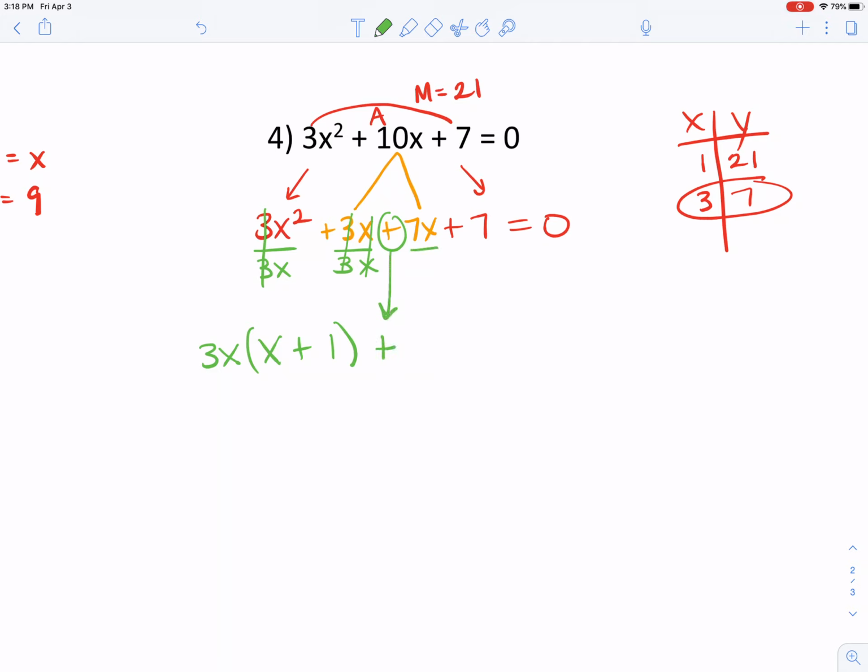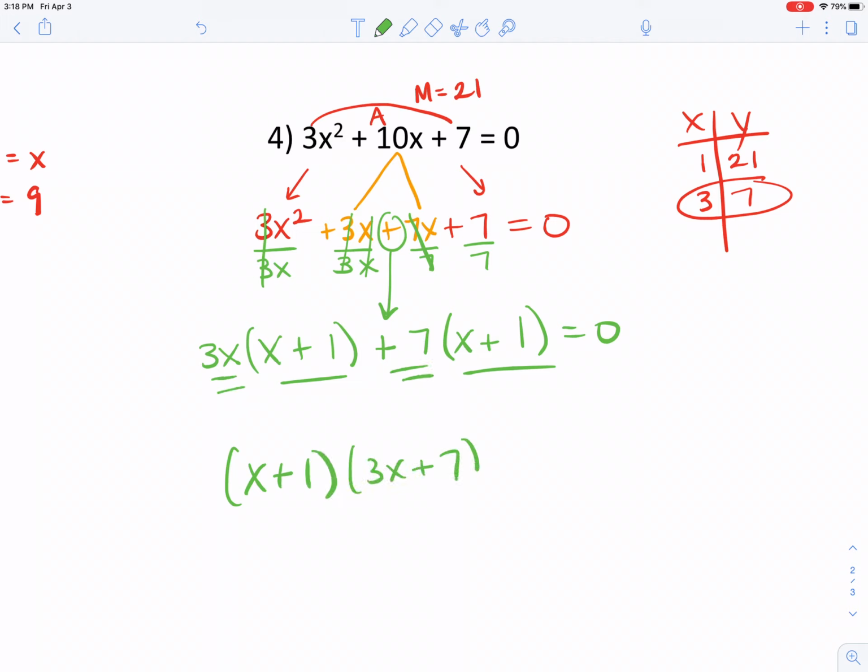What could I divide both 7x and 7 by? Both by 7. So I have 7 as the GCF. When I divide, I get x plus 7 divided by 7 is 1. So that x plus 1 factor I'm going to write once. Then I have the 3x plus 7 as my other factor, equal to 0.